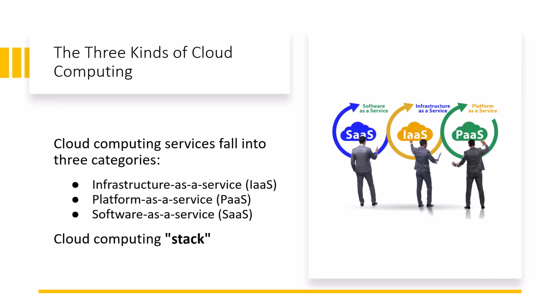Most cloud computing services are going to fall into three different categories: infrastructure as a service, platform as a service, and software as a service. These are sometimes referred to as the computing stack because essentially they build on top of one another. Knowing what these are and how they're different makes it easier for you to decide which you should be using to accomplish whatever business goals you have.